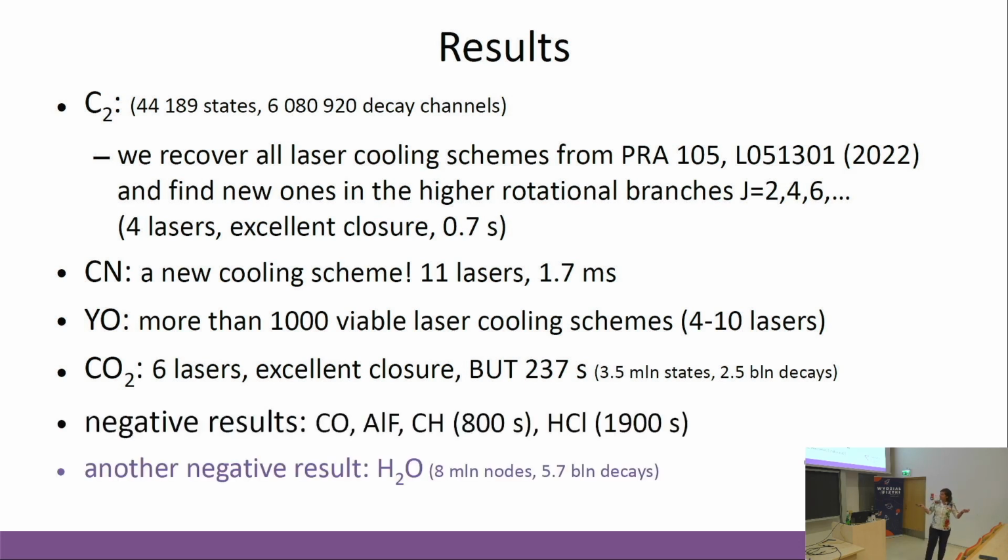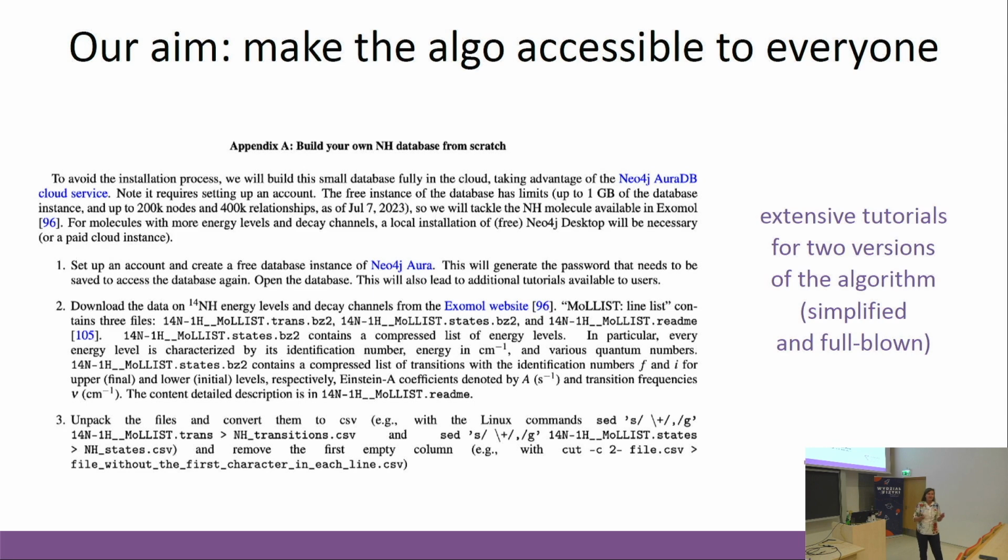We have also some negative results. My saddest negative result is that we were hoping so much for ultracold water, but at least it doesn't seem like that's the case. Okay, so our aim is to make this method widely accessible. We're working hard on tutorials that will explain first a simplified version of the algorithm and then the full-blown version of the algorithm. I hope at some point it will be fully understandable. Nicola will be my test case.